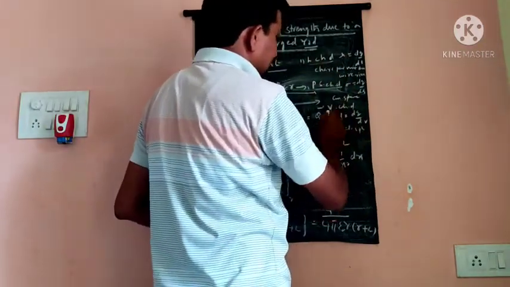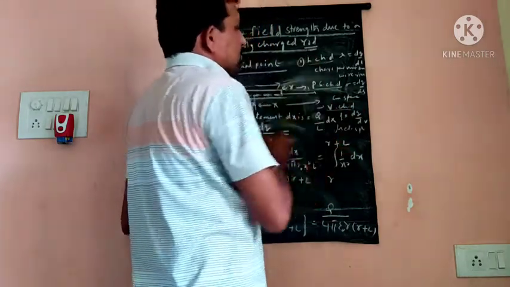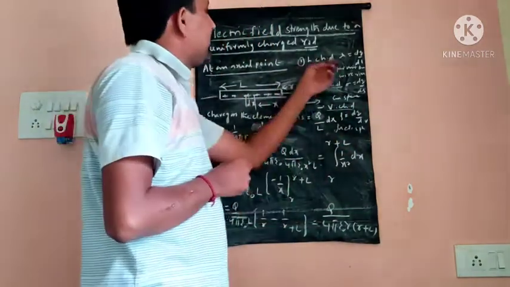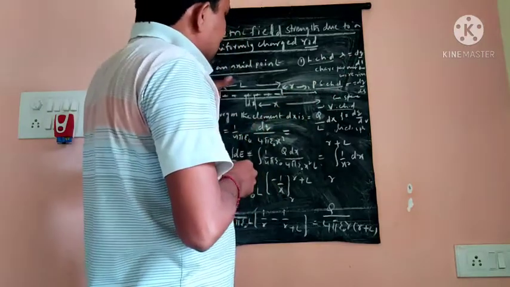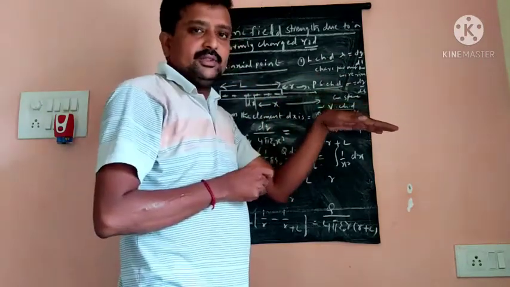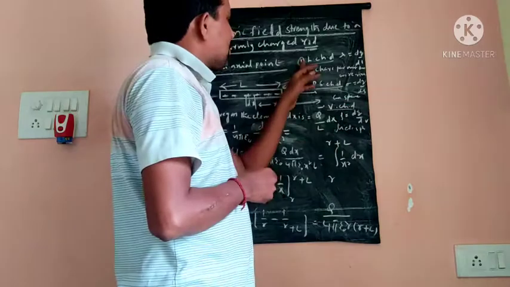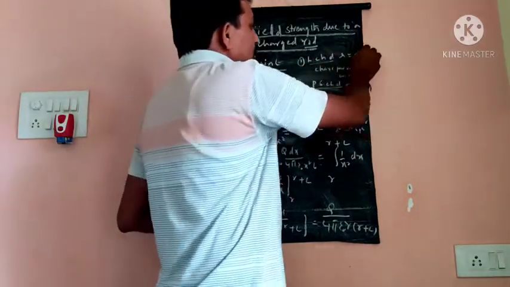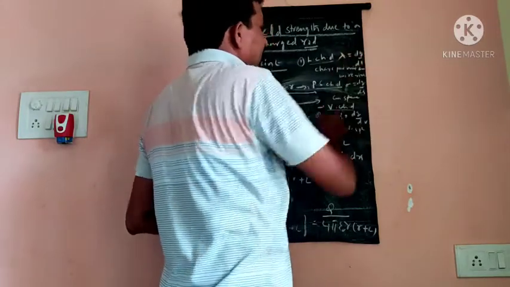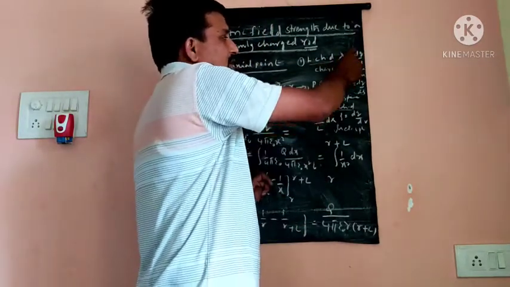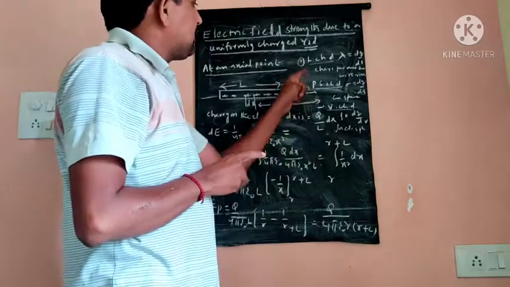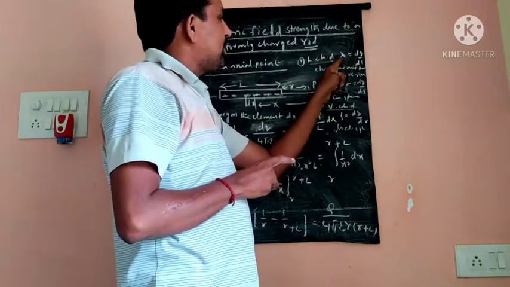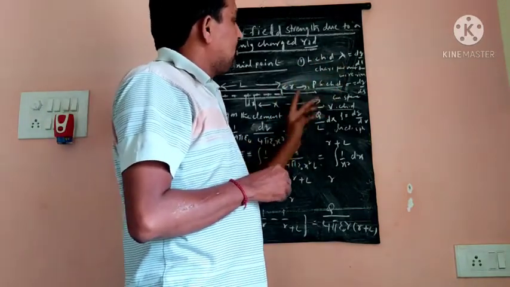Before that, different charge densities are there. First, linear charge density. What is called linear charge density? The charge per unit length is called the linear charge density. Linear charge density lambda is equal to dq by dl.